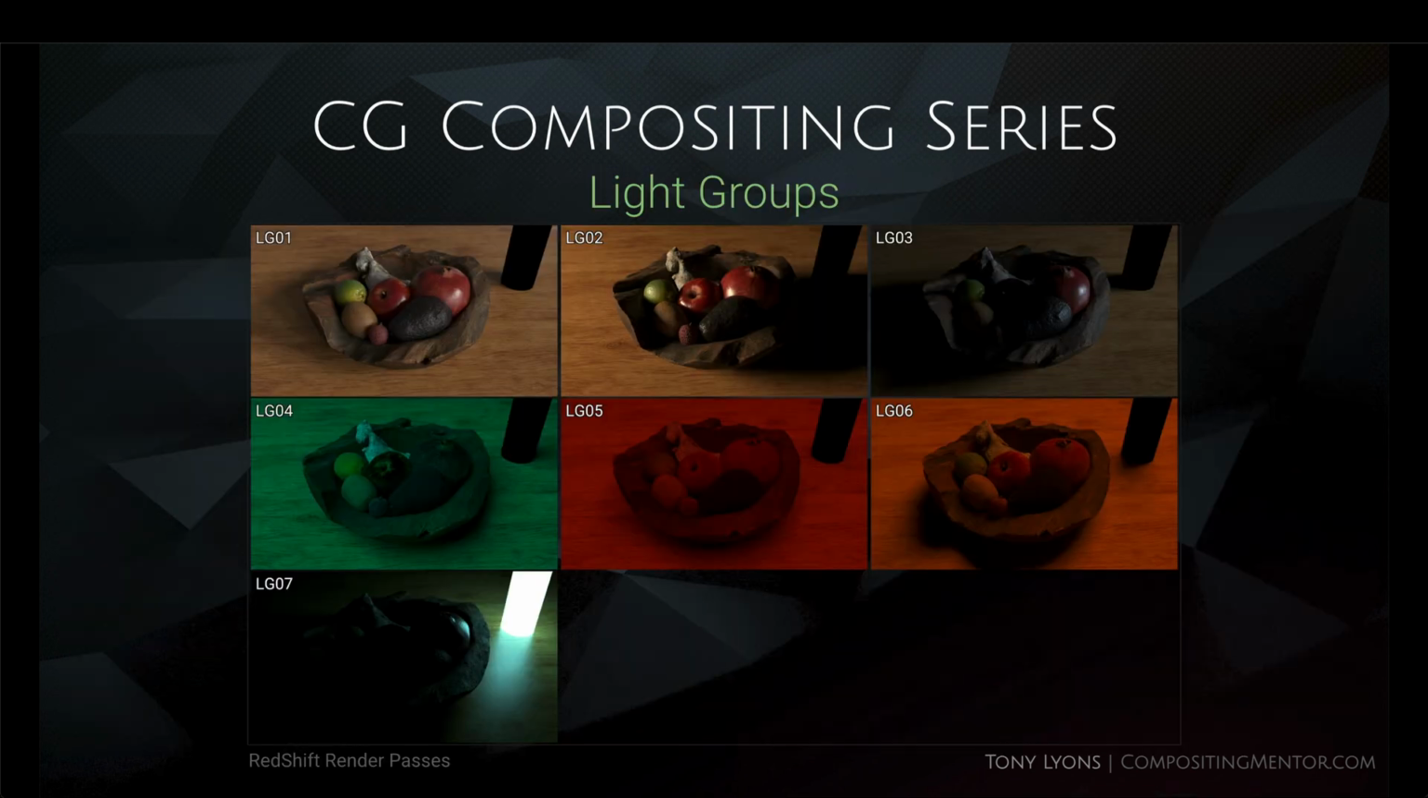Light groups, in a nutshell, are when you take all the lights in the scene and you split them up into either individual or groups of lights, and you render them into separate layers so that you can control them after. In the fruit ball render, we have some various lights with angles and colors, along with the emission material. So depending on your scene, you might have a lot of these or a few of these.